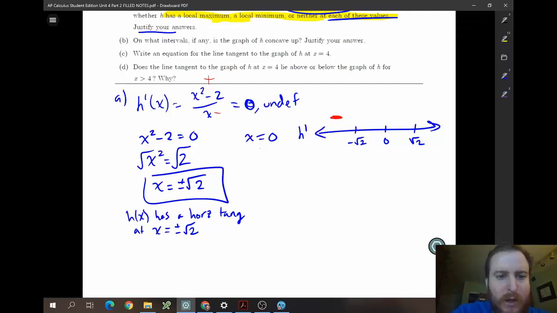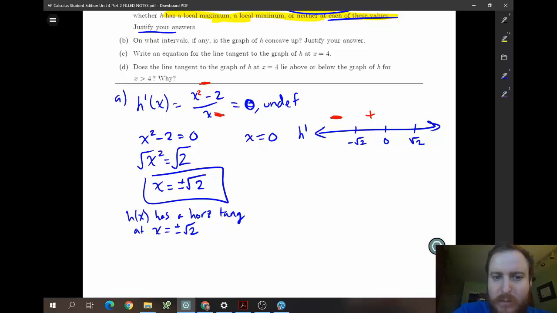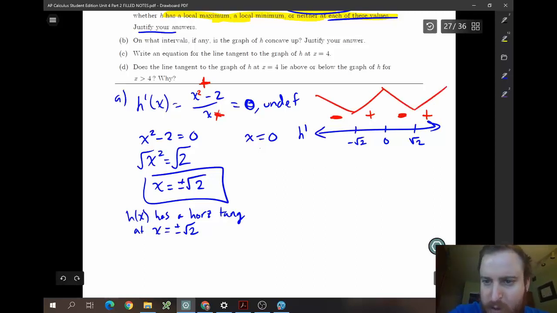Then say negative 1. Negative 1 squared is positive 1. 1 minus 2 is negative, and then negative 1 is negative again. So negative divided by negative gives a positive. When we plug in 1, 1 squared is 1, minus 2 is negative, divided by 1 would be negative. I'm sorry about that, this was a negative divided by positive. Then I could plug in 3, or 5, or 10, and either way, I'm going to get positive divided by positive. So we have decreasing, increasing, decreasing, increasing.